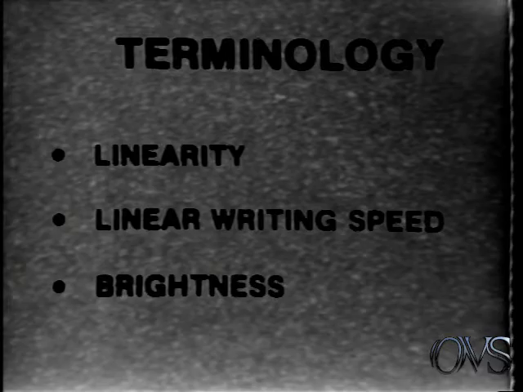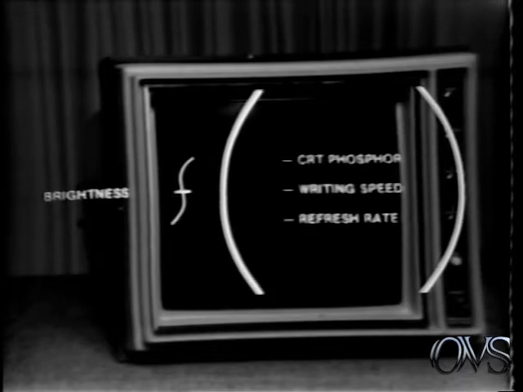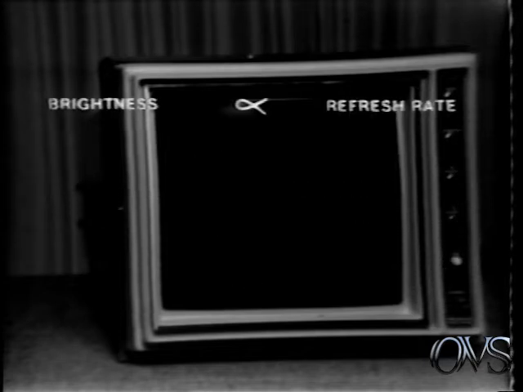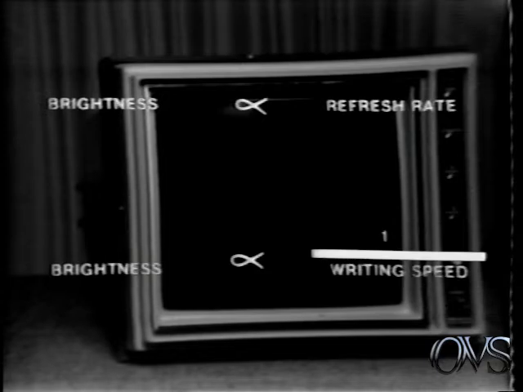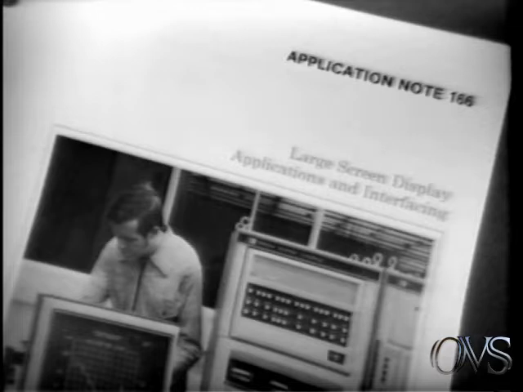Next is brightness. For a given CRT, trace brightness depends mainly on three variables: the type of phosphor, the writing speed, and the refresh rate. A change in any of these factors will affect the brightness of the trace. That is, brightness is directly proportional to refresh rate, but inversely proportional to writing speed. Refer to Hewlett-Packard Application Note 166 for a detailed description of how to calculate display brightness.